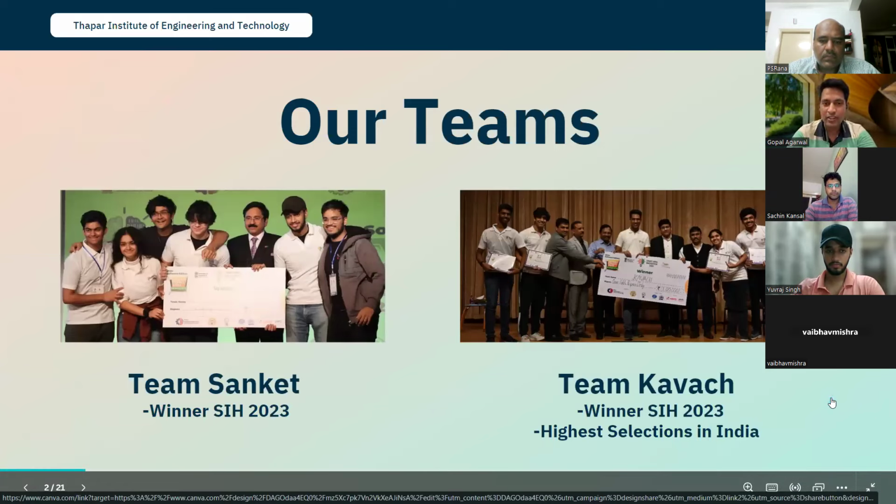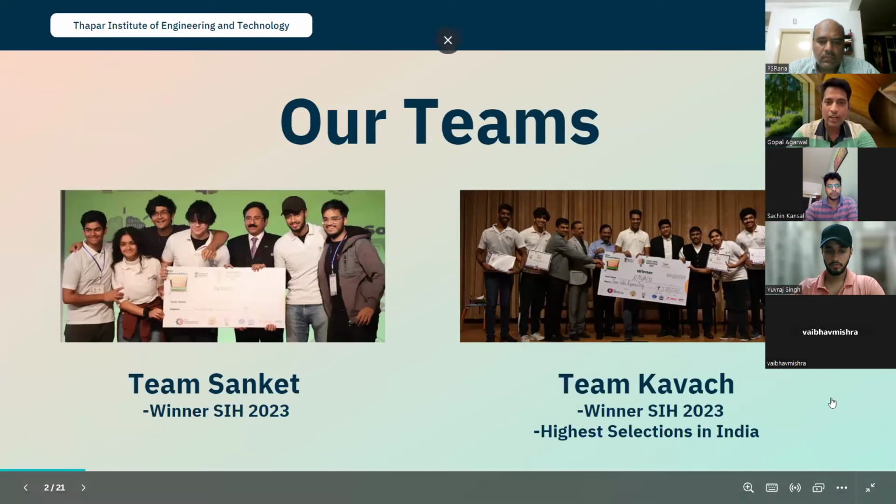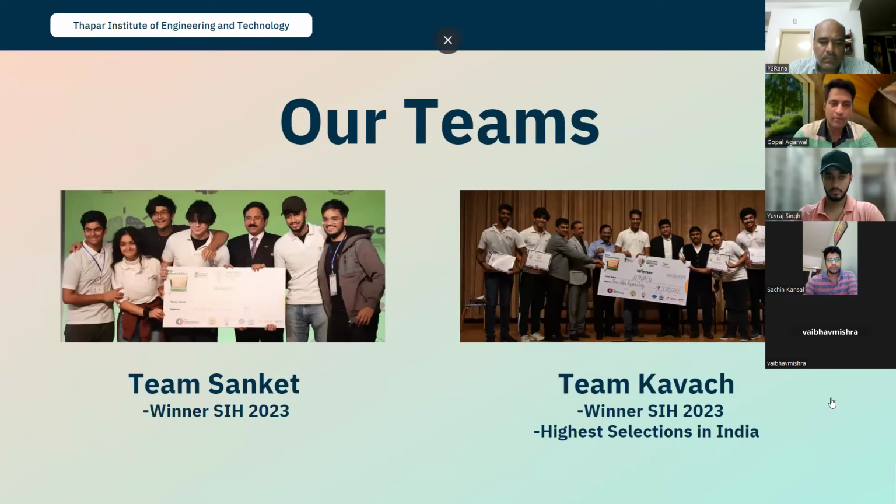Our team actually had 4 selections. I'll tell you what these selections are all about. I'm sure that some of you must be very new to the concept of SIH, so while we discuss the structure, I'll tell you how everything in this hackathon works. Team Kavach had the highest number of selections across whole India. We had 4 selections to the grand finale, and then both the teams also won this hackathon, which included a prize of 1 lakh rupees each.